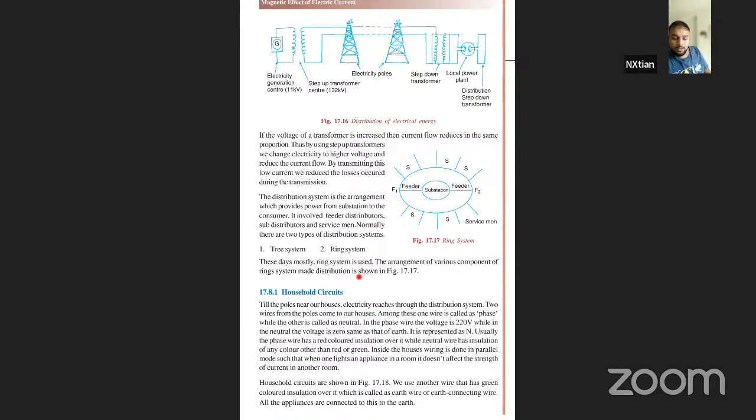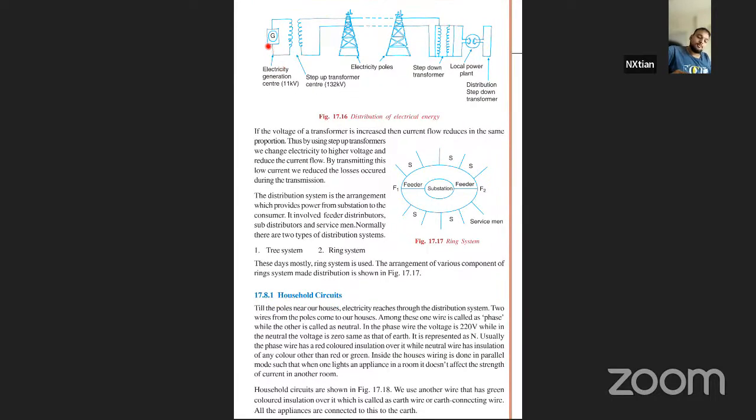So basically, what is this? If you see the photo, you will find there is an electric generation, then step up transformation, which gives electricity to the longer distance. Then when it reaches the step down transformer, it goes to the distributor. So the distribution system is basically this ring type system. The ring type system gives electricity to these chambers.